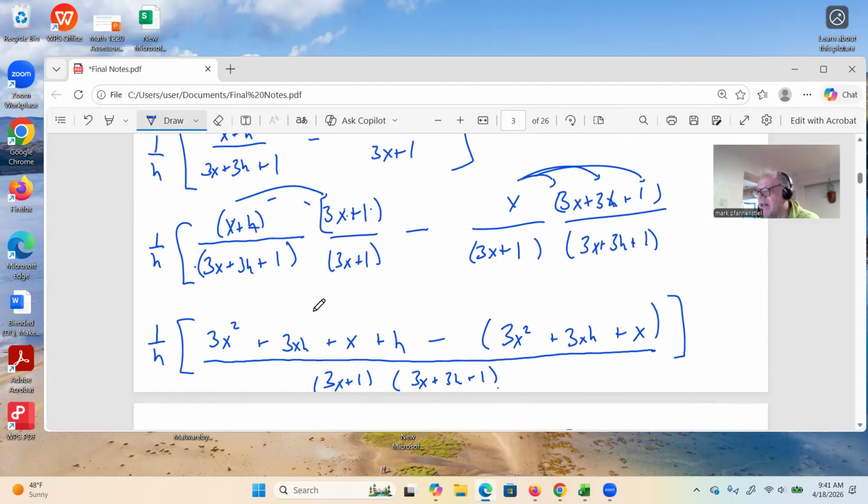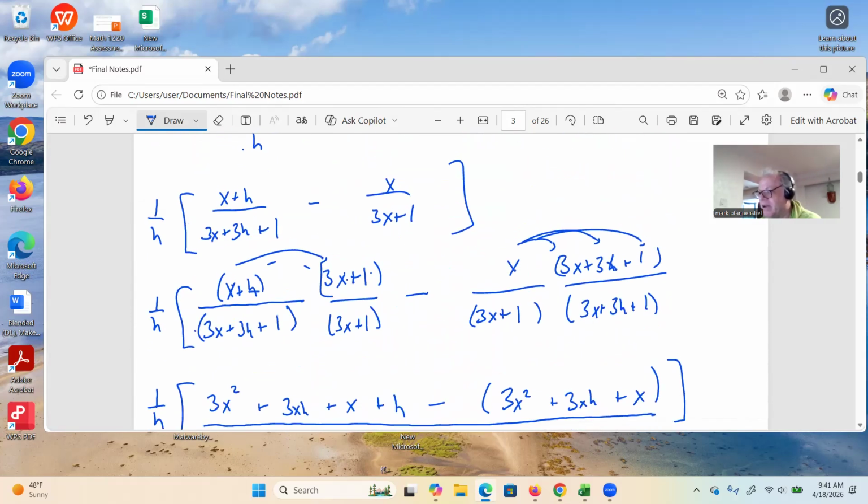Okay. I feel like I'm going to double check my top here just a moment. So we have a 3x squared.